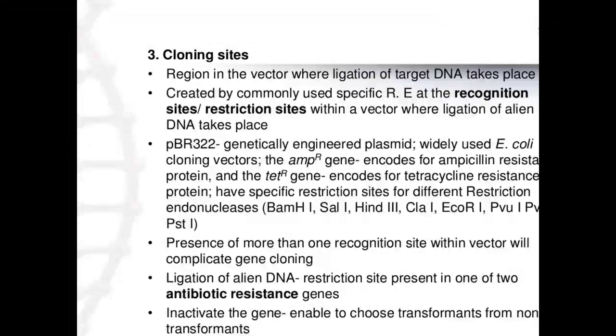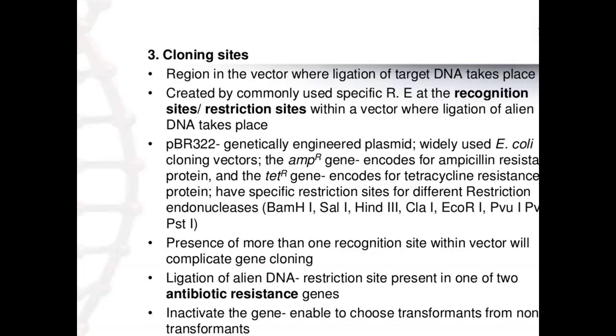The cloning site also plays a very important role in recombinant DNA technology. The site in the vector where the ligation of the targeted DNA takes place is known as the cloning site, the site from which we make a number of clones. It is created by commonly used specific recognition sequences, and these are the sites or areas where the vector is ligated with the alien DNA. This is known as the cloning site.